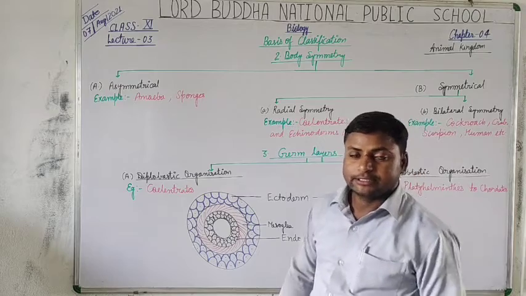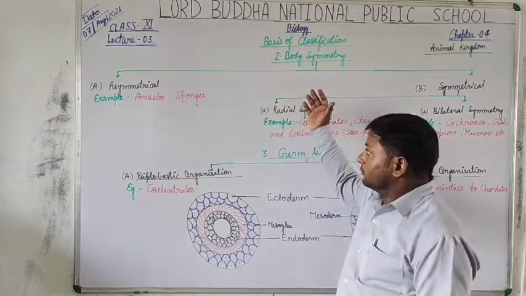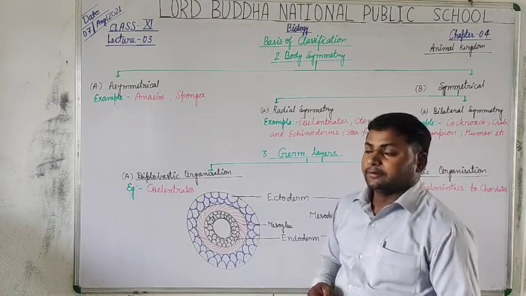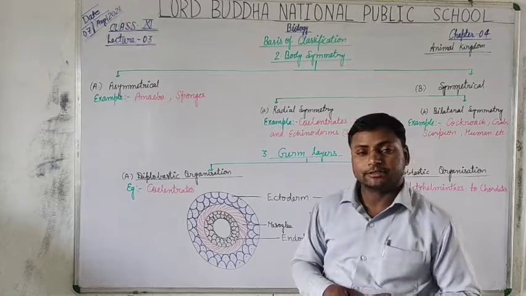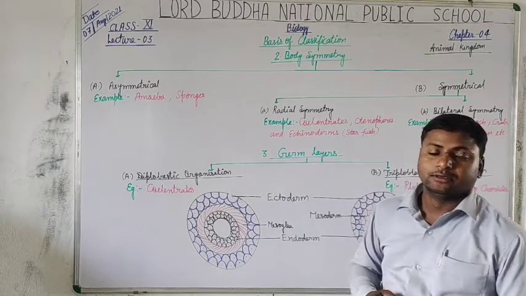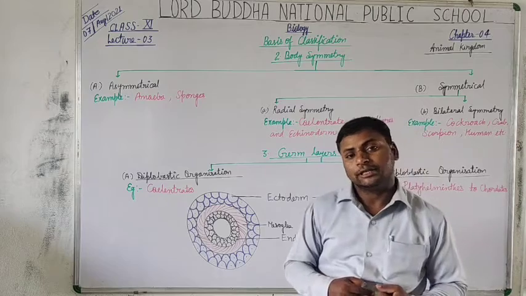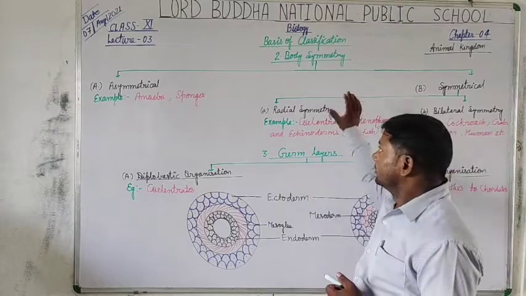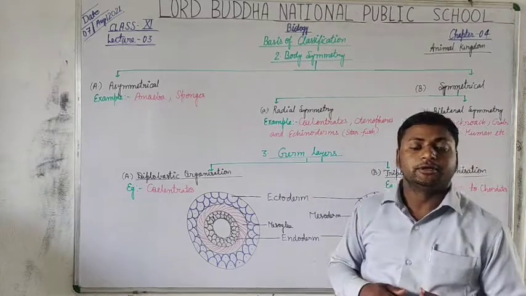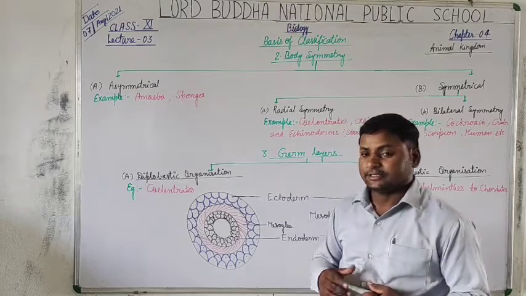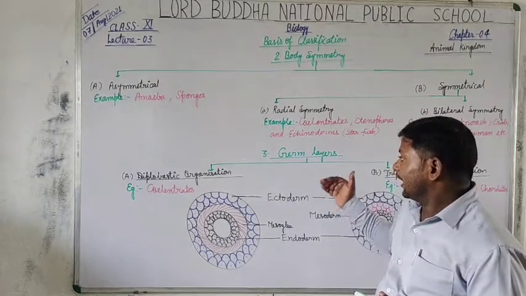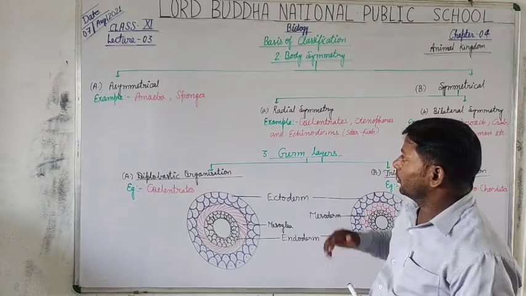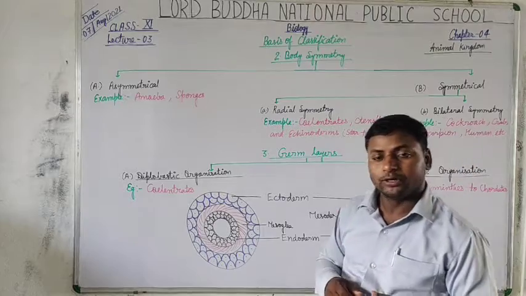And students, in this lecture we are going to define the basis of classification. In the previous lecture we were studying the levels of body organization. Now here we are going to complete two levels of the classification basis: body symmetry and germ layer. So students, let's begin with body symmetry. What is body symmetry?